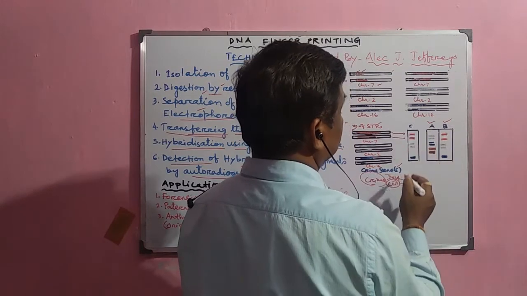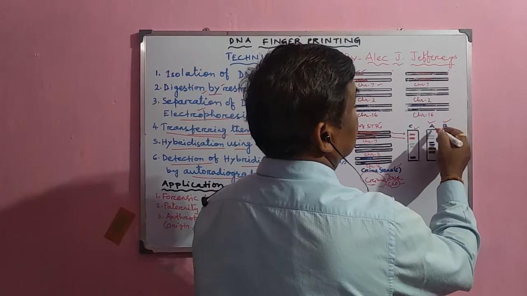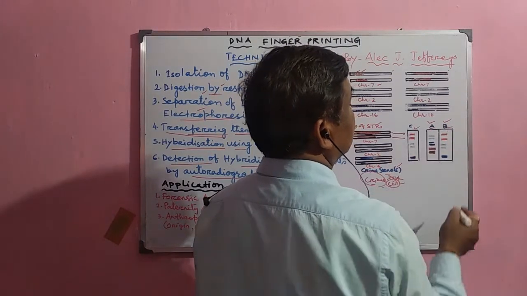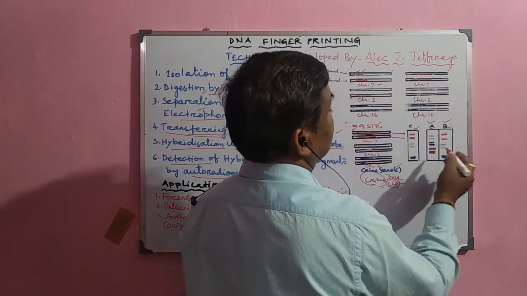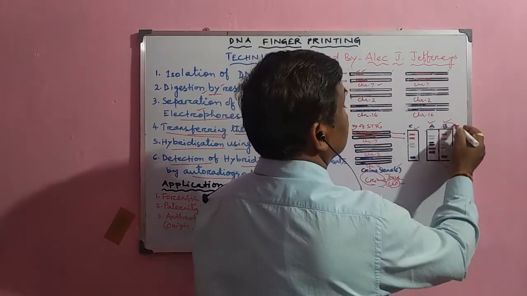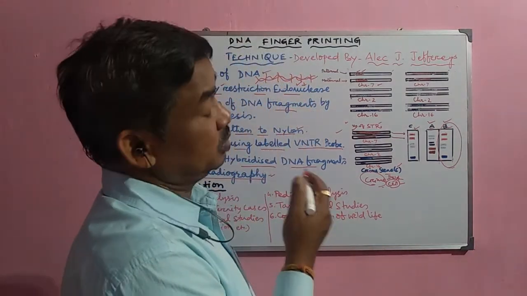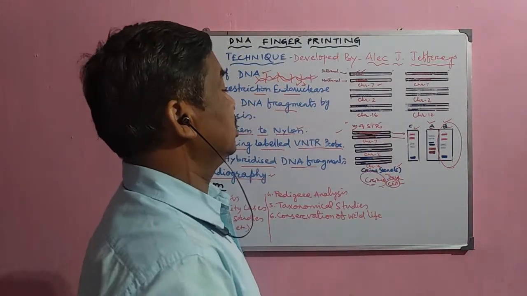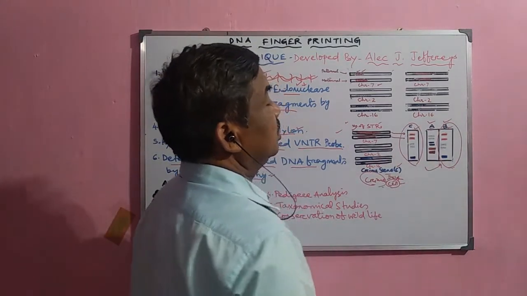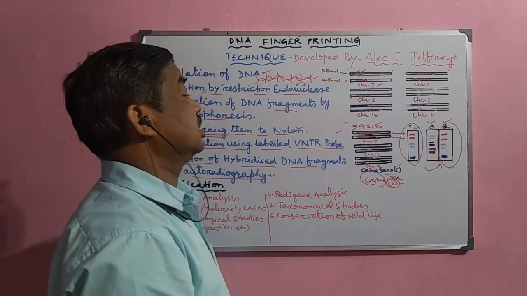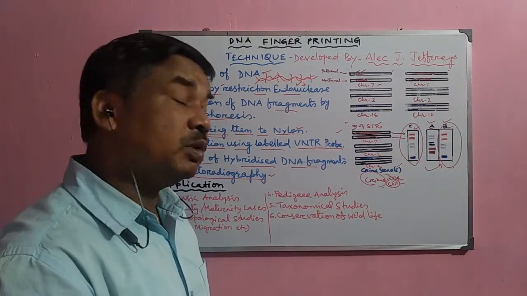Suppose this is the crime scene cell, this is suspect individual A, and this is suspect individual B. Now after the comparison, it is found that individual B is the accused one, because the DNA fingerprint of the crime scene matches with this one. So from this technique, it can easily be identified that this individual is the criminal.